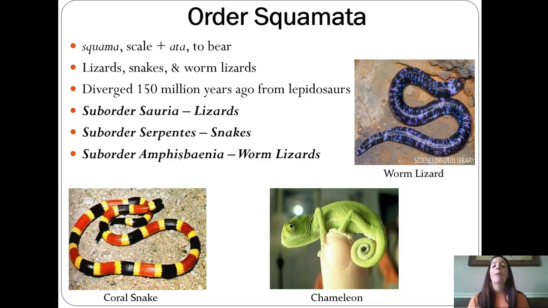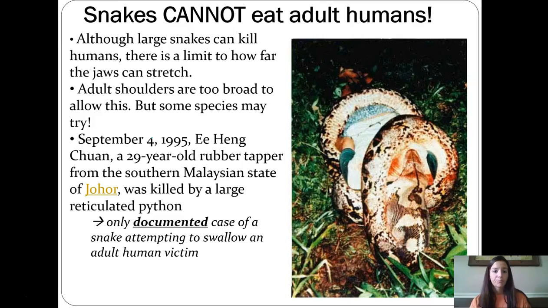Next up is order Squamata. These are lizards, snakes, and worm lizards. They diverge from lepidosaurs, and there are 3 suborders. Suborder Sauria is the lizards, Serpentes is the snakes, and Amphisbaenia is the worm lizards.